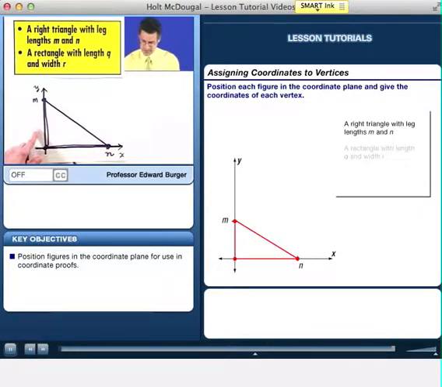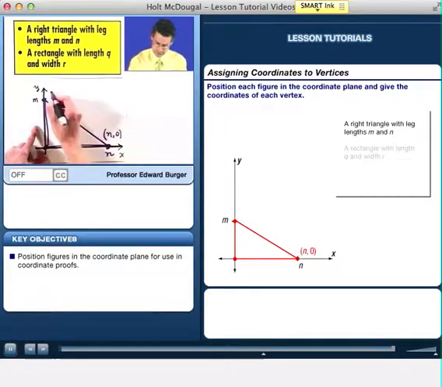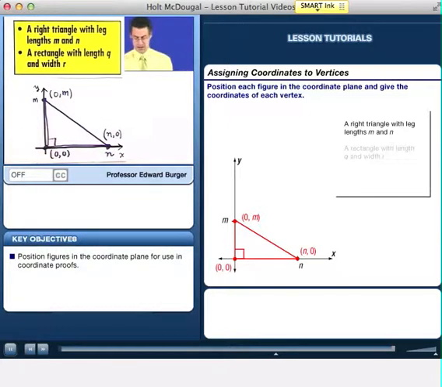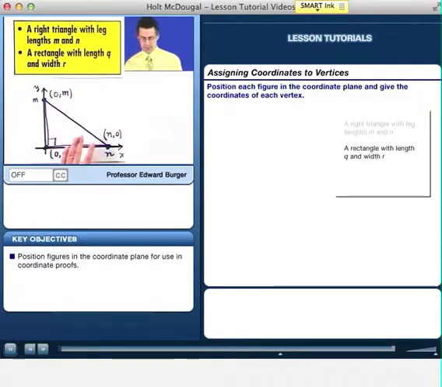And what are the coordinates? Well, the coordinates would be n comma 0, 0 comma m, and the fabulously simple 0, 0. And so there is the right triangle. Let's try the second one.